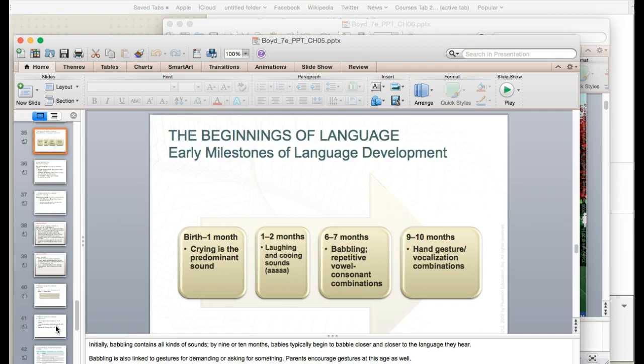Okay, so let's talk about early milestones of language development. At birth to 1 month, crying is the predominant sound. This is the sound that's most often heard from babies from birth to 1 month old. At 1 to 2 months, laughing and cooing sounds are the predominant early milestones for language development. At 6 to 7 months is babbling, so repetitive vowel and consonant combinations. And at 9 to 10 months, of course, hand gestures and vocalization combinations.